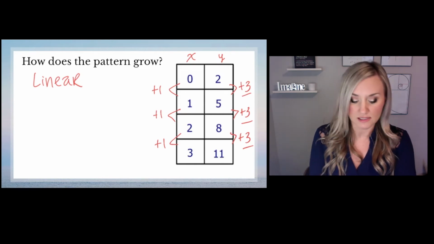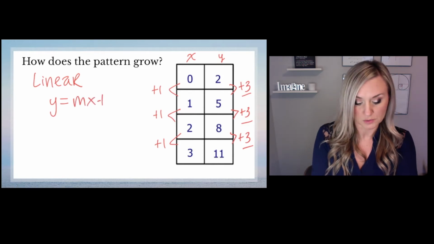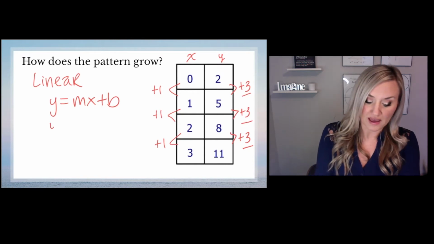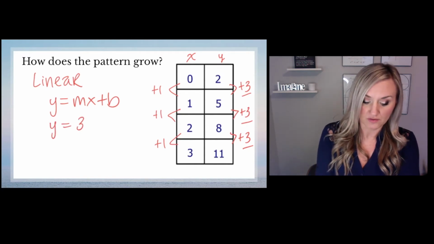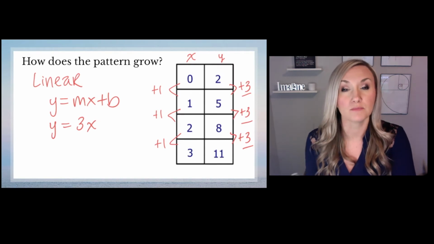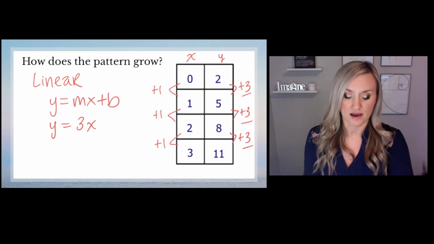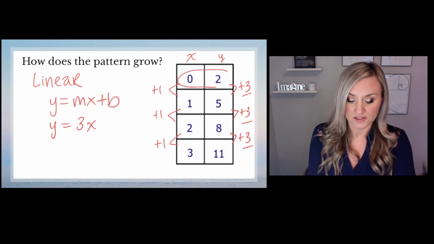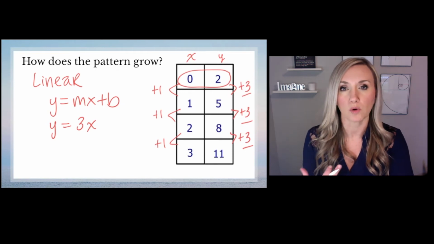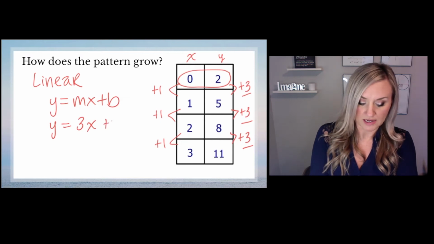And so because it is linear, we can represent it in the form of y equals mx plus b, which is slope-intercept form. And we know that m is slope, so we have y equals 3x. The question becomes the b. The b is the y-intercept. Where does this line cross the y-axis on a graph? It crosses it at 2. When x is 0, it's like our starting point, our y is 2. So it would be y equals 3x plus 2.